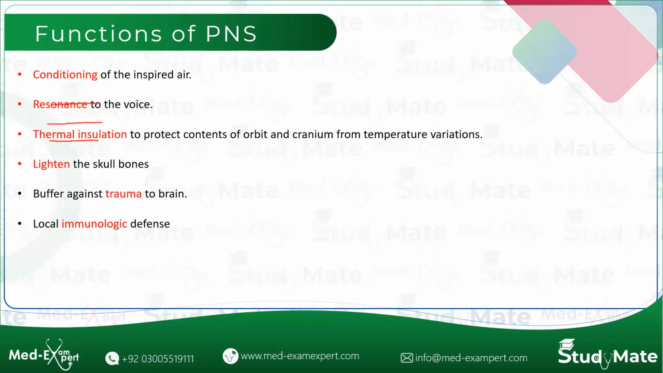Paranasal sinuses also provide thermal insulation to the important contents of the orbit and brain from the temperature variations. Air is a poor conductor of heat, so it provides good thermal insulation to the sensitive organs. Paranasal sinuses lighten the skull bones. They act as a buffer against trauma to the brain, and they have a local immunological defense because of the mucin secreted in the paranasal sinuses.